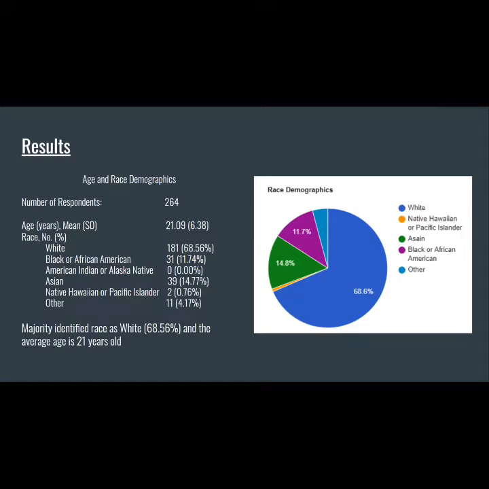The graph on the right of the slide breaks down the race demographics of our survey. As you can see, a majority of respondents, about 68.56%, were white. The next largest group were Asian, which was 14.77% of our respondents. 11.74% were Black or African American, and 0.76% were Native Hawaiian or Pacific Islander. 11 people were a race not defined in the survey, which amounted to 4.17% of the population.